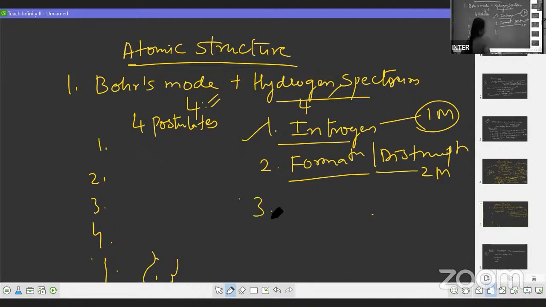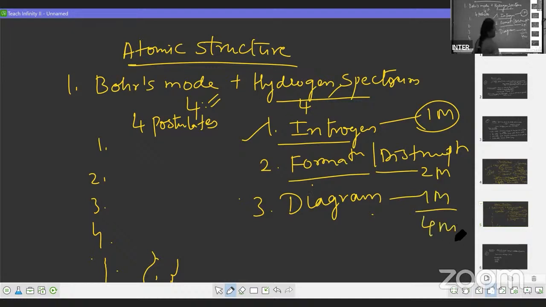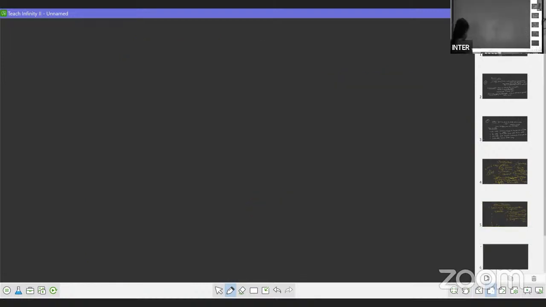Then the third one is the diagram. Okay, so diagram is for 1 mark. So total how many marks, students? 4 marks. If you write in this pattern, then only you will get the full marks. Okay, the next. So coming to Bohr's model. So what is Bohr's model?